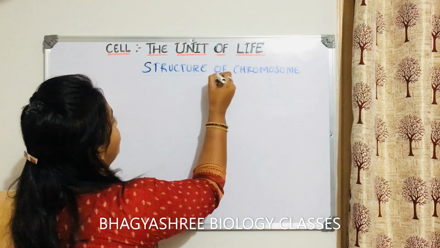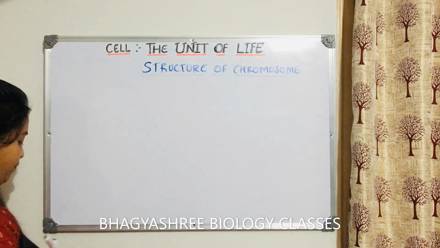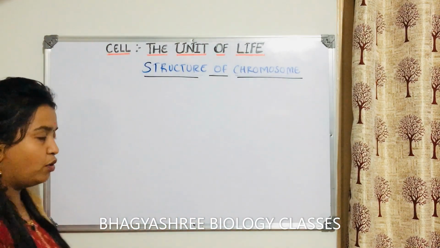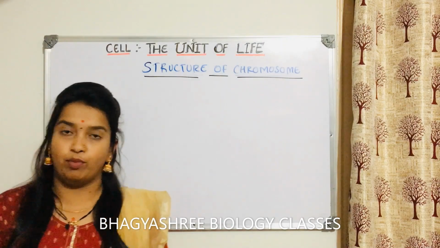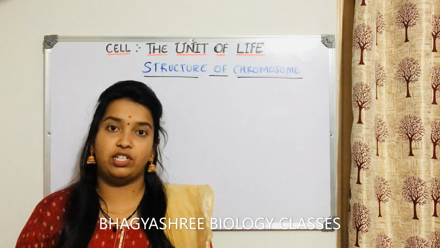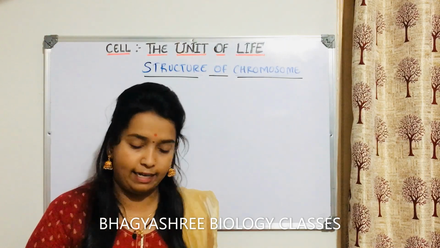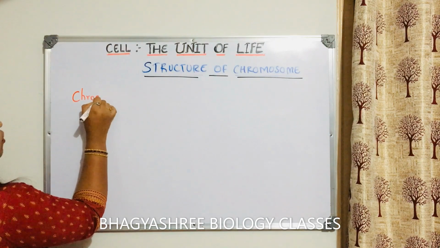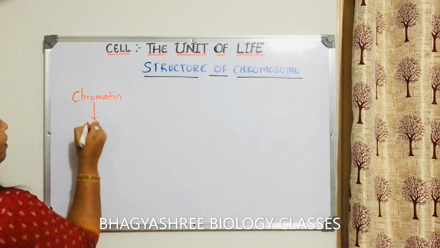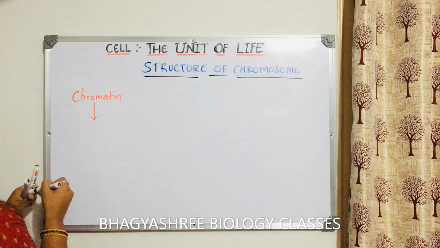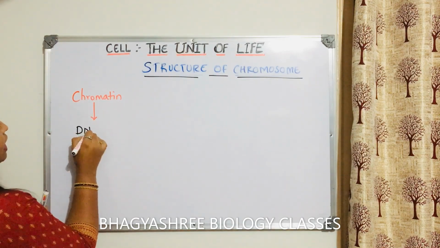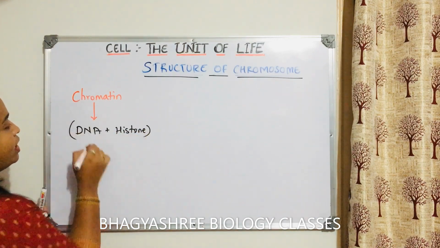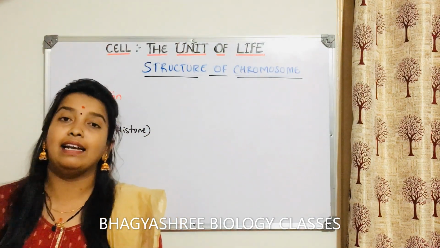Structure of chromosome. Okay, so we will see the structure of chromosome now. Fine. See, you people already know very well about chromosome, that chromatin is DNA plus histone. So once again I'll be writing it here because first of all it is chromatin. What is chromatin? Chromatin is nothing but DNA plus histone protein. You know that histone is a positively charged protein and DNA is negative.